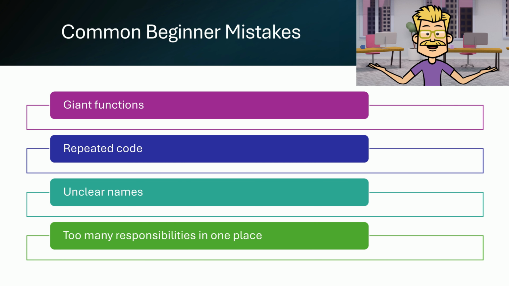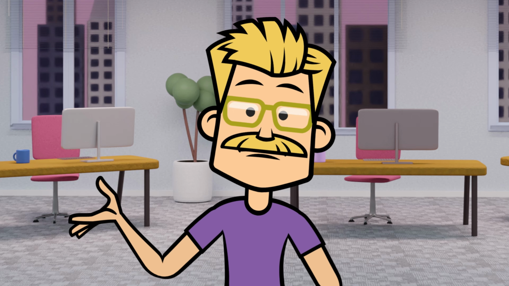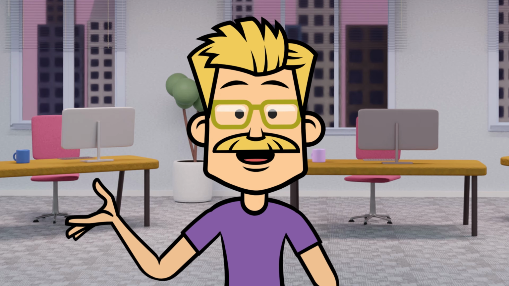Unfortunately, beginners often make several mistakes. One common mistake is creating giant functions that do many different things. For example, a single function might read user input, perform calculations, save data to a database, and display results. This makes the function difficult to understand and modify.